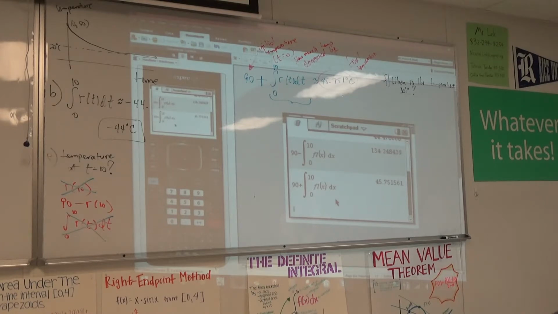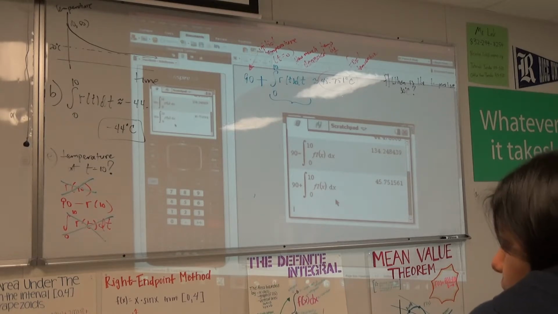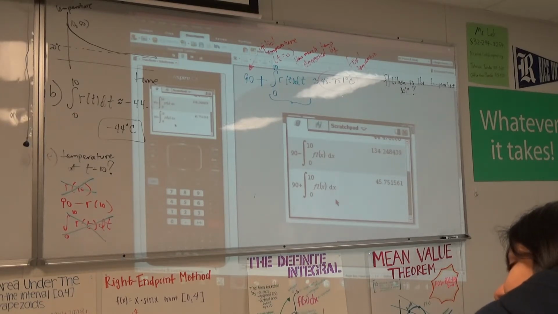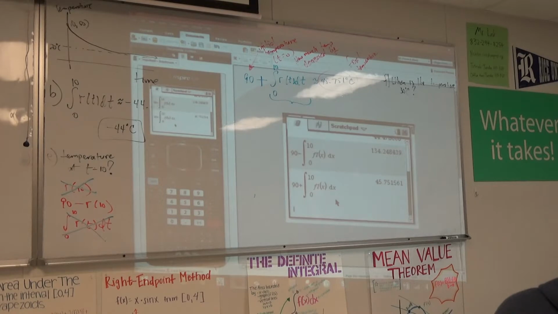Can anybody point out anything that's wrong with any one of these 3? Cynthia, something that you know is wrong. Okay, for the first one, it's saying that at 10 minutes, the coffee is 30 Celsius. Actually, that's not what this would tell us. What this definite integral is telling you is how much the temperature changed by. So what this person's saying is from 0 to 10, the temperature changed by 30 degrees. Is that true? No, we know that's not true. So get that one out of there.